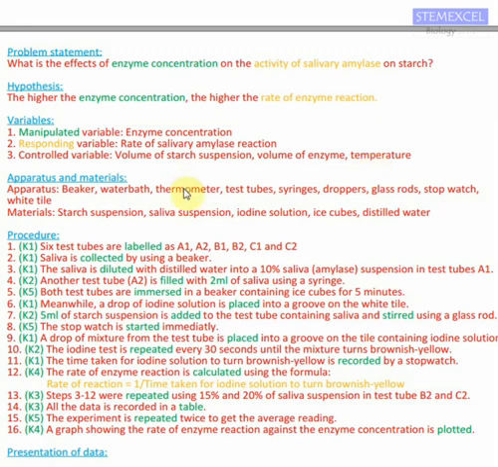Apparatus and materials. For the apparatus, you will require a beaker, a water bath, thermometer, test tube, syringe, droppers, glass rod, stopwatch, and white towel. So remember, for this experiment, the white towel is very important, as well as the stopwatch, the test tubes, and the water bath. These are the important items that you need to conduct this experiment. As for the materials, all of these are equally important, so you definitely need your starch suspension, saliva suspension, iodine solution, ice cubes, and also distilled water.